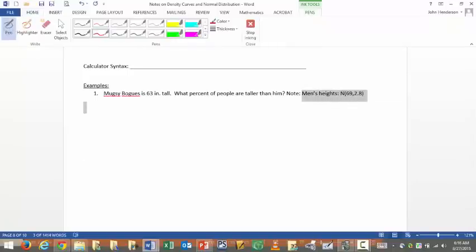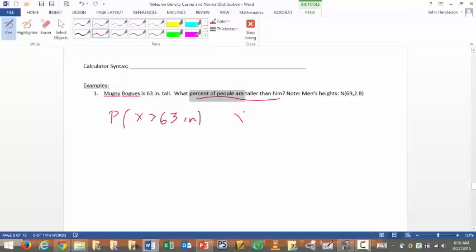So here we go. Muggsy Bogues is 63 inches tall. What percent of, well, that should be men are taller than him, because we'll just go with men's heights. Men's heights are normally distributed there. So let's pick through this. The first thing we want to do is write a probability statement. We're really looking at what percent of people are taller than him. So we're looking for the proportion that are greater than 63 inches.